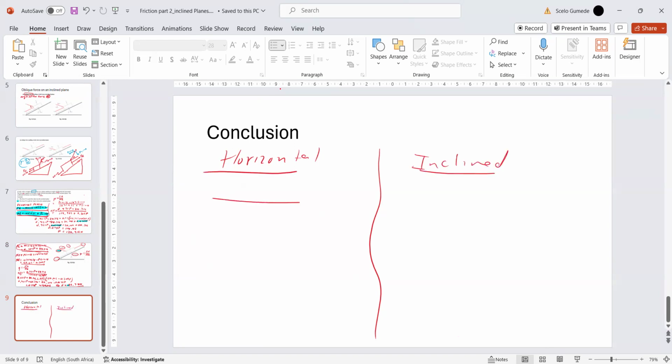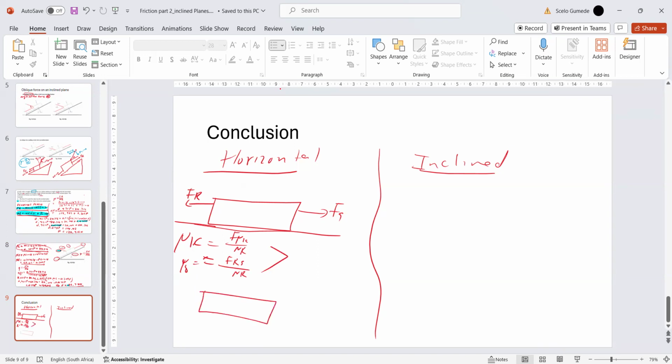On the horizontal, don't forget that you only have got this. They're going to ask you about frictional force. This is where you're going to be calculating about kinetic and static coefficient. F frictional force kinetic over normal reaction. F frictional force static over normal reaction. So this is the first question they can ask you here.